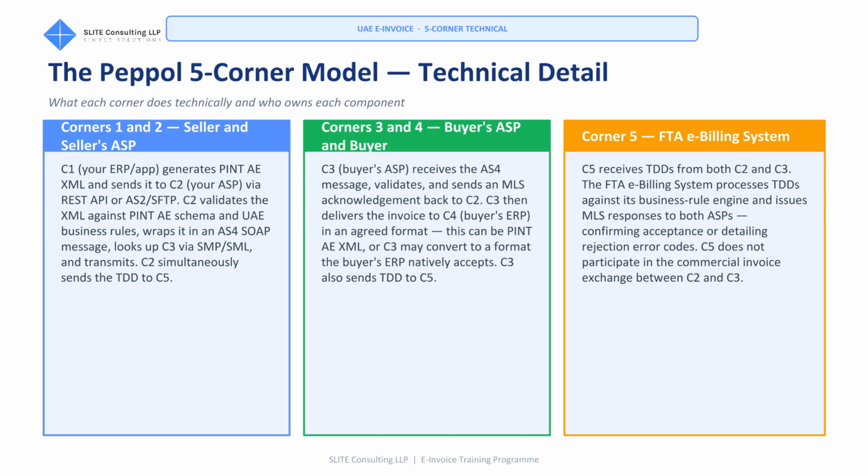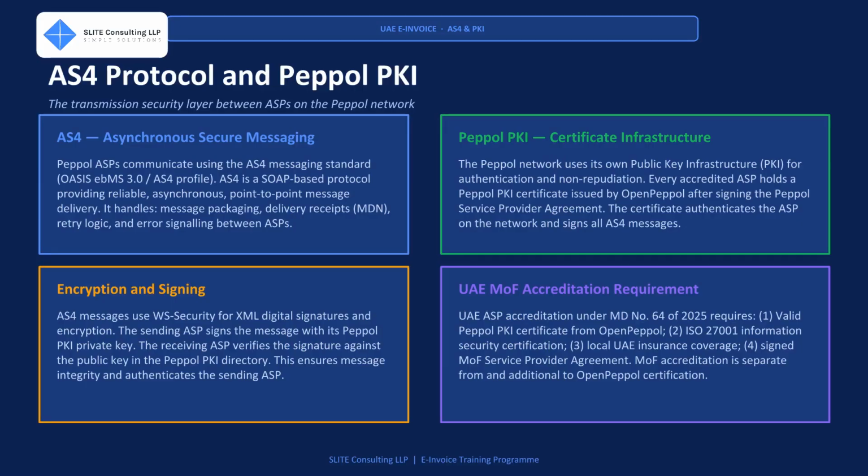Now let's look at how corner 2 and corner 3 actually talk to each other. ASPs talk to each other over AS4, an OASIS messaging standard, SOAP-based, asynchronous, point-to-point. AS4 handles packaging, delivery receipts, retry logic, and error signaling between ASPs. Underneath AS4 sits the PEPPOL PKI, a public key infrastructure where every accredited ASP holds a certificate issued by OpenPEPPOL. The sending ASP signs every message with its private key. The receiver verifies it against the public key in the PEPPOL directory. That gives you message integrity and non-repudiation.